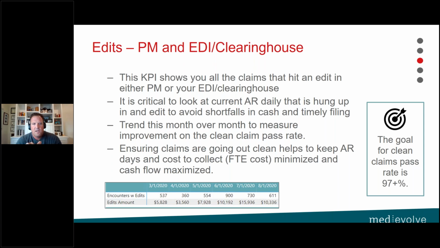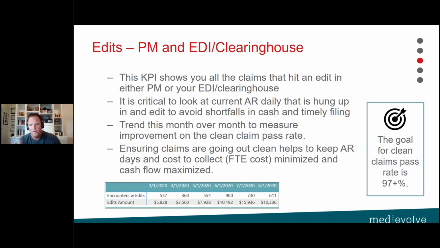So we already talked a little bit about clearinghouse, but again, making sure that you understand where your claims are in the process and have they left the building. And if they haven't left the building, you know why, okay? And that's really the most important thing to keep your AR days low, keep your cost to collect low, and obviously keep your cash flow maximized.